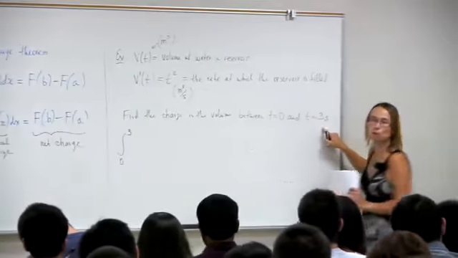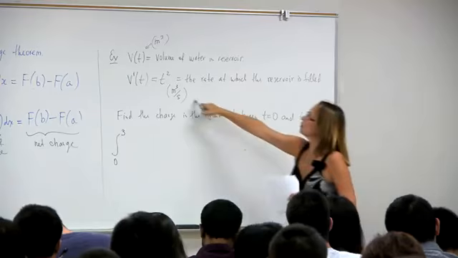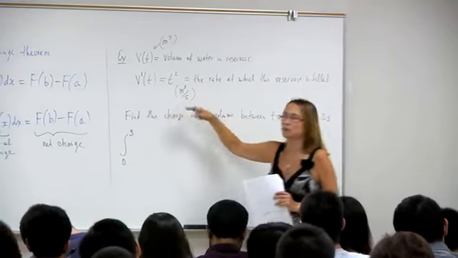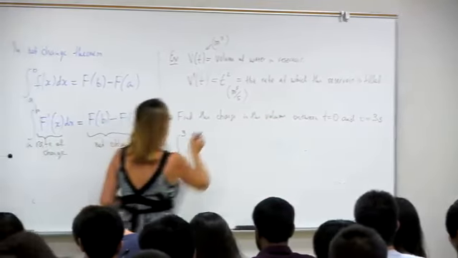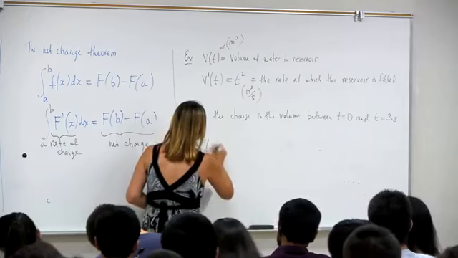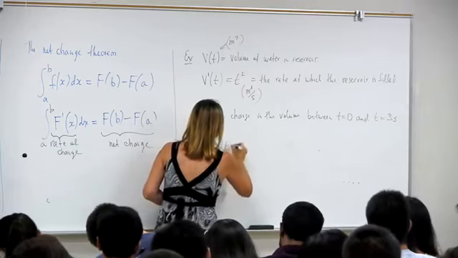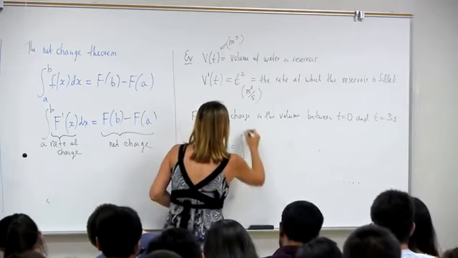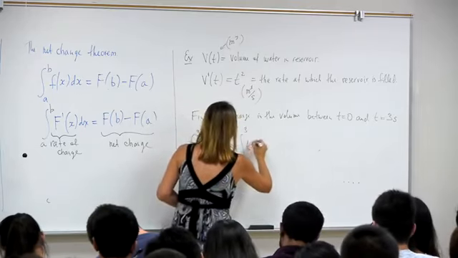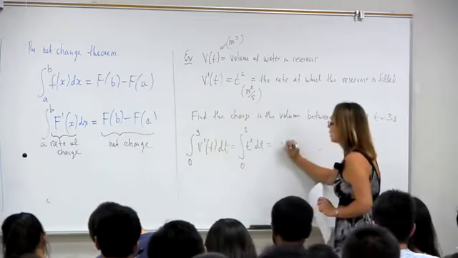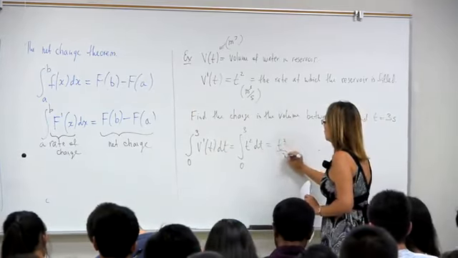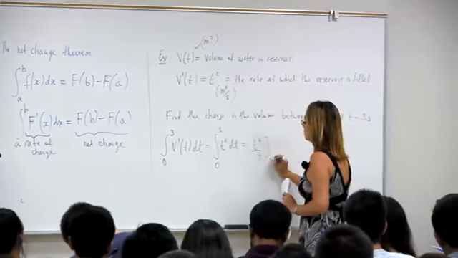It's important to not forget the units here, 3 seconds, because my intensity is measured in meters cubed per second. So I need to integrate the rate, and this is what I'm doing. I substitute t squared here. This is our favorite integral. So I get t cubed over 3.